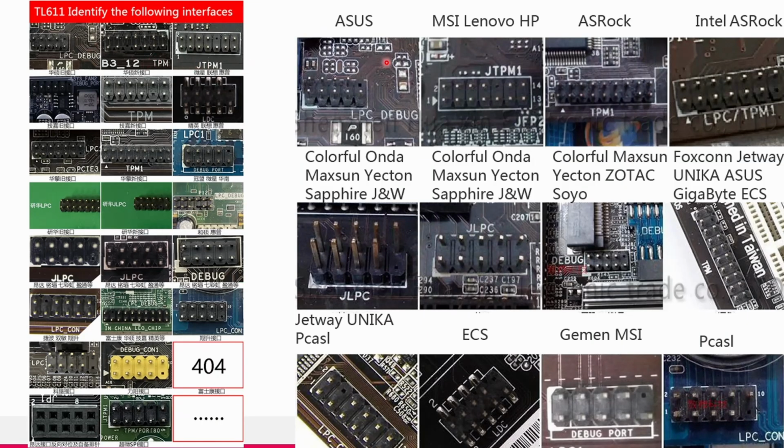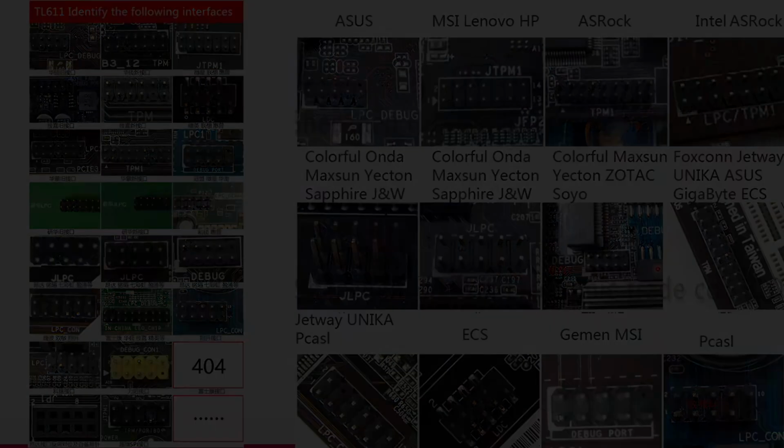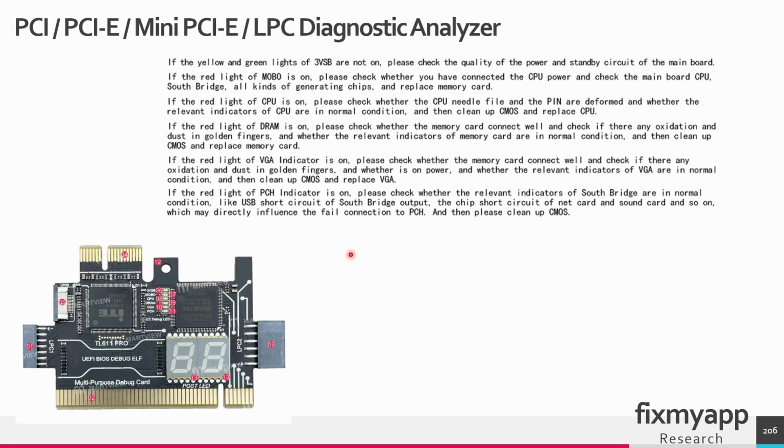Here you can see different TPM headers from different motherboard manufacturers. This mark on the silk screen is pin 1. This arrow is pin number 1. This is pin number 1. Here we have a mark, so this is pin number 1. So now you know how to connect the LPC analyzer to the TPM headers on the mainboard. Here's a short description of what each of these LEDs means.